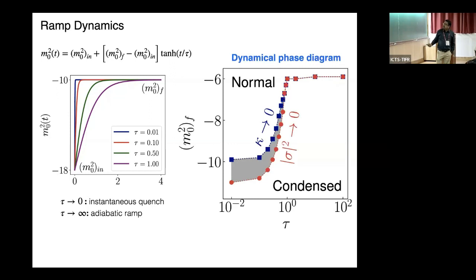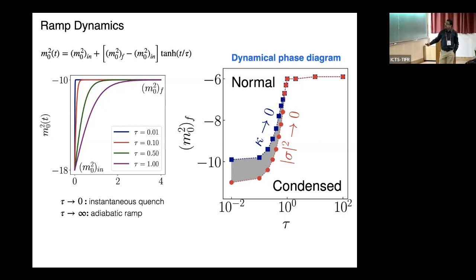Here is the map. So, okay, what are we plotting? We are always starting deep in the condensed phase. So my initial m0 square is -18 in all of this. This is the final m0 square that I go to, and this is the tau, okay? Now, when tau is small, you see this gray region. This gray region is where we get this other phase where the dipole is broken, but the U1 is conserved, okay?